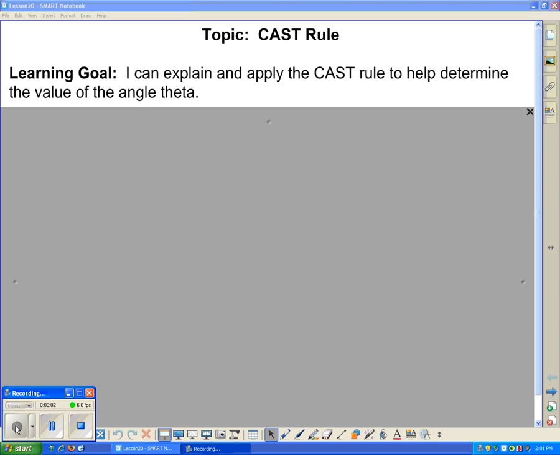Hello and welcome to the next lesson, and the topic today is the CAST rule. So it's the goal, I want you to be able to explain to me what the CAST rule is and then use it to help determine the value of the angle theta. All right, so this is going to be new material altogether, haven't seen this before.